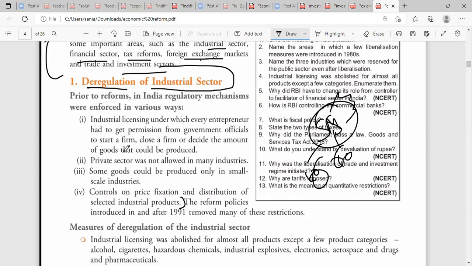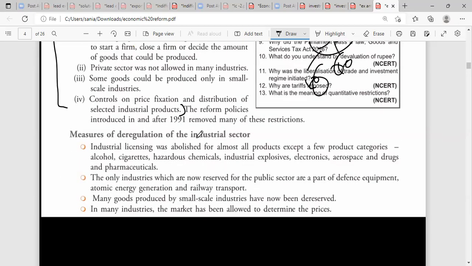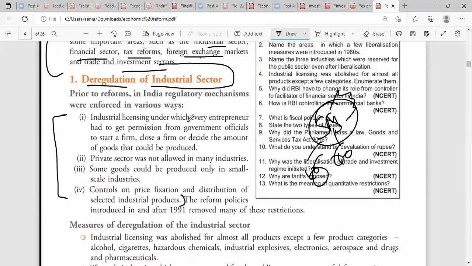So now we are talking about the conditions. First was industrial licensing, under which every entrepreneur had to take permission from government official to start a firm, close a firm, and to decide the amount of goods that can be produced. Second, private sector was not allowed in various industries. Third, some goods could be produced only in small scale industries. And next, control on price fixation and distribution of selected products. So these were basically the problems in industrial sector. After that, we will discuss how we sorted out these problems.